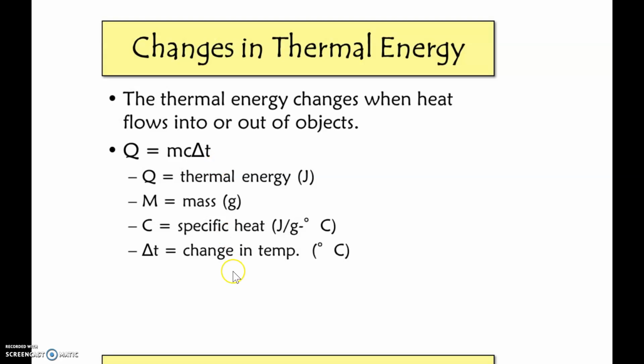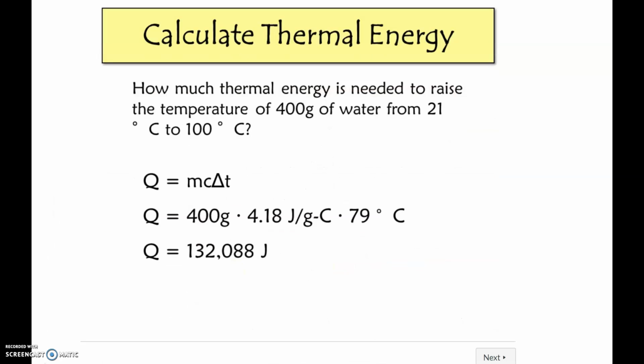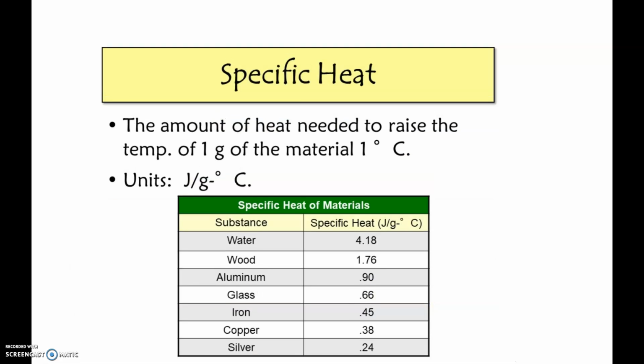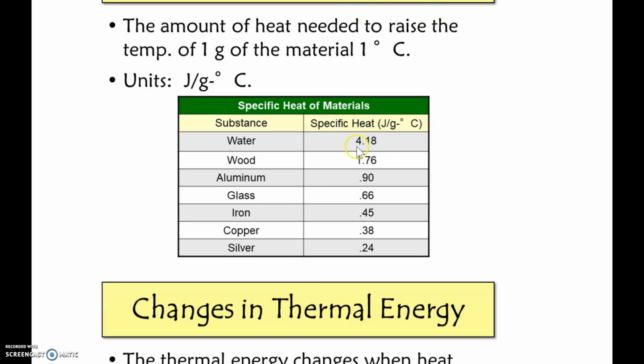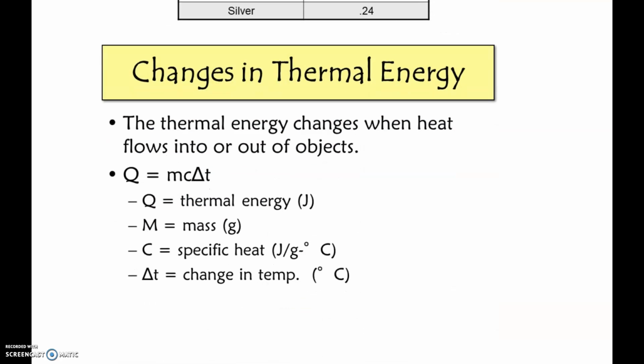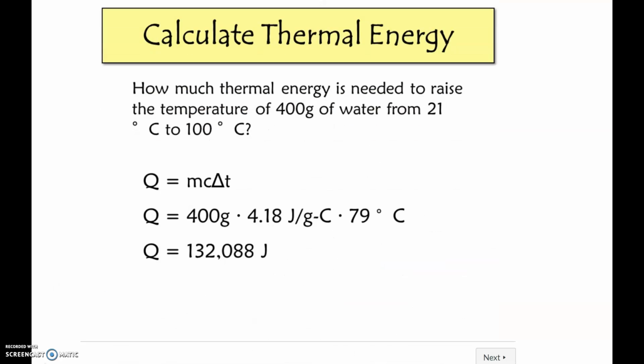So let's scroll down here. How much thermal energy is needed to raise the temperature of 400 grams of water from 21 degrees C to 100 degrees C? Q is heat or thermal energy. Mass is 400 grams. C is the heat capacity of water, which I just told you is 4.18. It's right here, 4.18. So remember that number and write it down somewhere. I'm not sure if every problem gives you the heat capacity, but that's the number you're going to use, 4.18 for water.